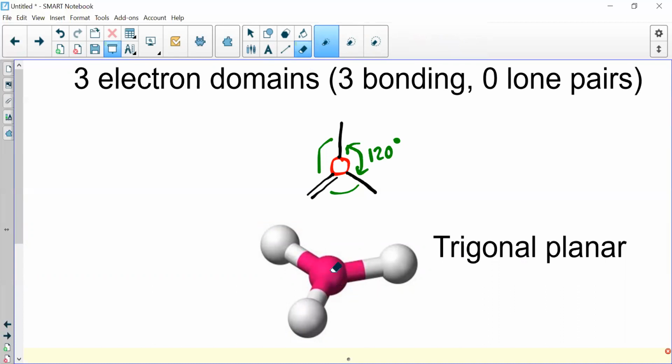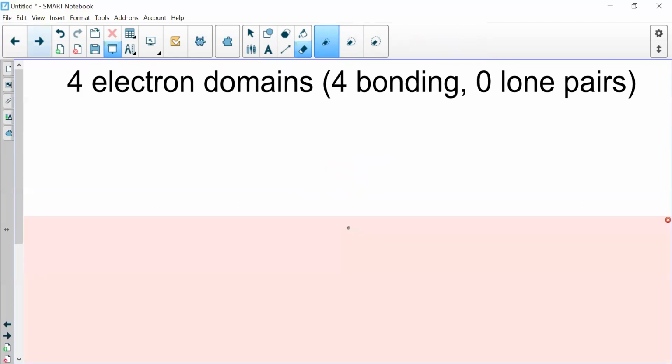Trigonal planar. It's a triangle that lies on a flat plane. Next shape, 4 electron domains. So imagine you have a central atom and 4 bonds coming off of it. Now, unless you're violating the octet rule, which does happen, what type of bonds are the 4 bonds going to be? Single bonds. So 4 single bonds.